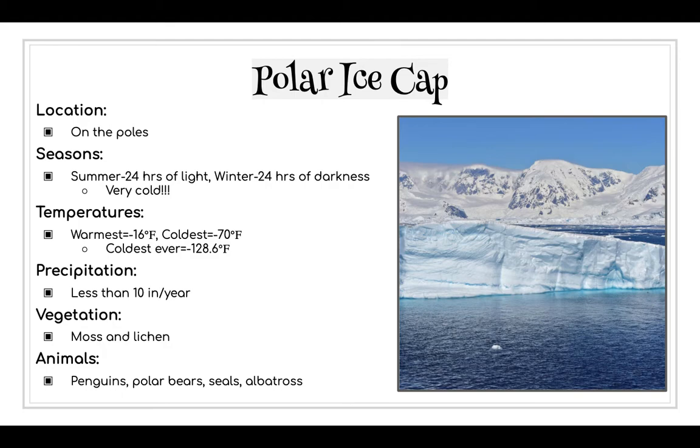Precipitation. So this is actually considered a desert. They get less than 10 inches a year, and once again, that's because it's so cold that the water can't rise in the atmosphere, and so it's mostly just ice. Vegetation, there's hardly any. Moss and lichen. As far as animals go, in the South Pole, there's penguins, and then you have polar bears, seals, albatross, more in the poles as well.